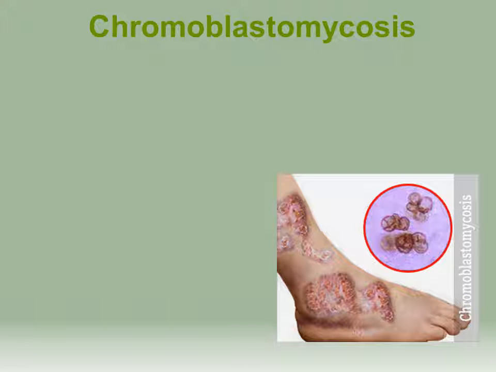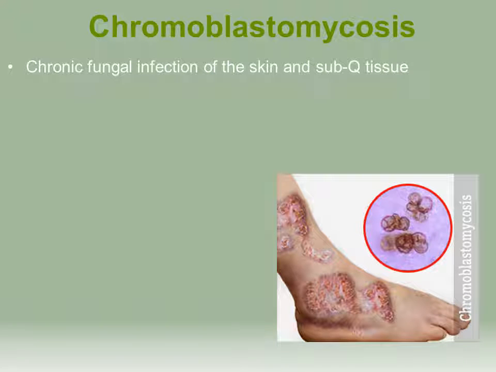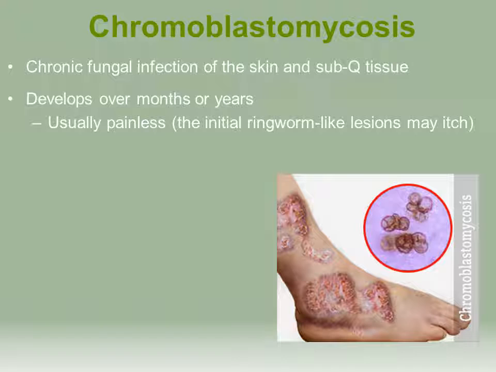Continuing on with chromoblastomycosis, or just chromomycosis. As I said, these are chronic fungal infections of the skin and the tissues beneath the skin. They take months to years to develop. So, of course, something that looks like this picture would have been ongoing probably for a year or two.